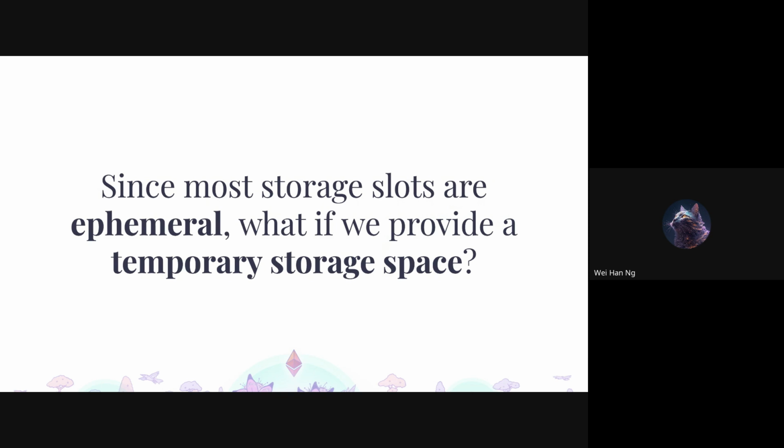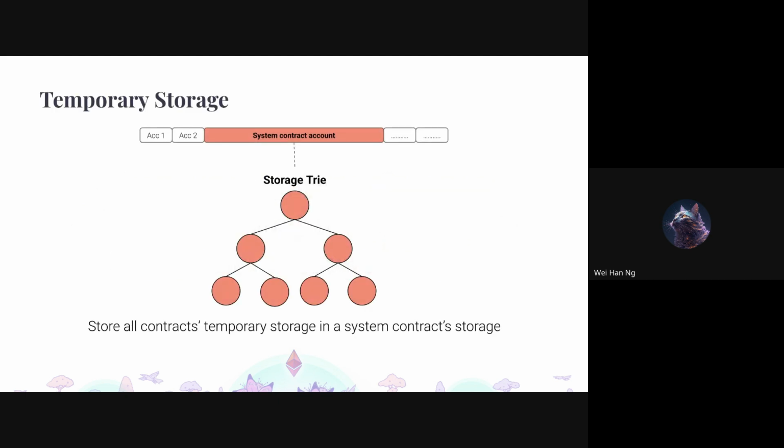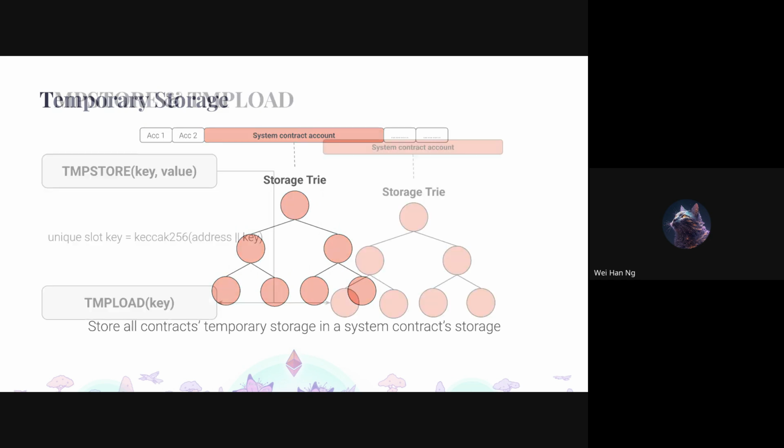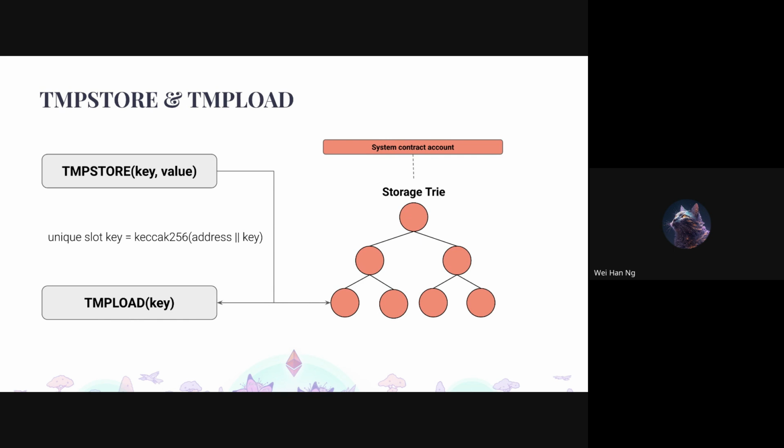So that's the motivation. The general idea of how it works is that, again, there are many variants, but this is just one of the variants. This variant uses a system contract, where we will be storing every contract's temporary storage in the system contract storage, right? So that sounds like a mouthful. And then we will also be introducing two new opcodes. The general semantics are similar to SSTORE and SLOAD. Here I call them TMPSTORE, temporary store, and TMPLOAD, temporary load. The difference is that you're basically storing these key value pairs in the specified system contract storage.